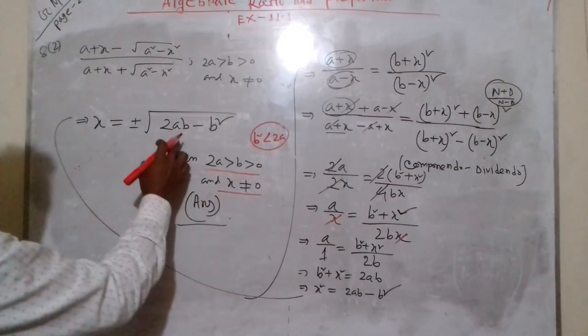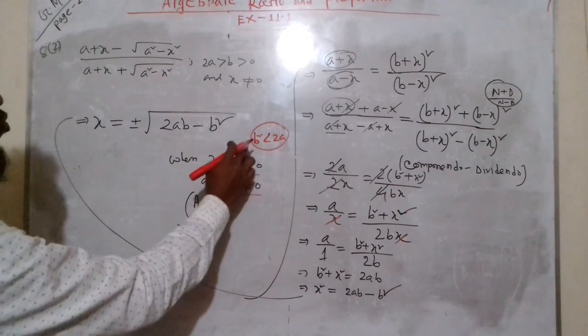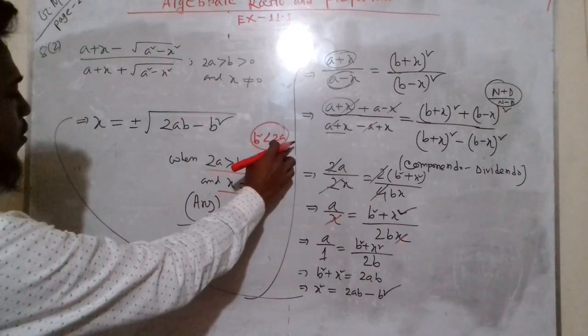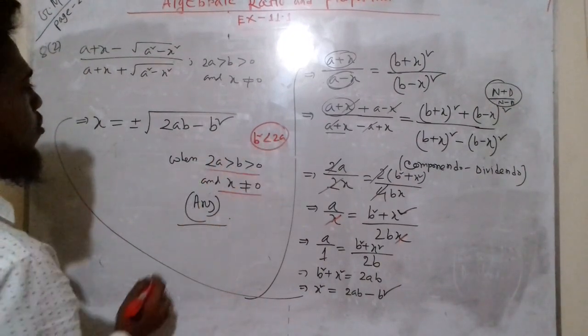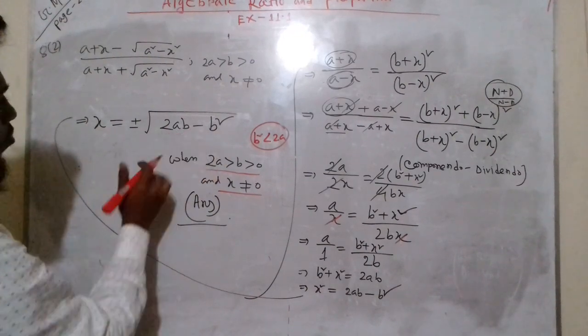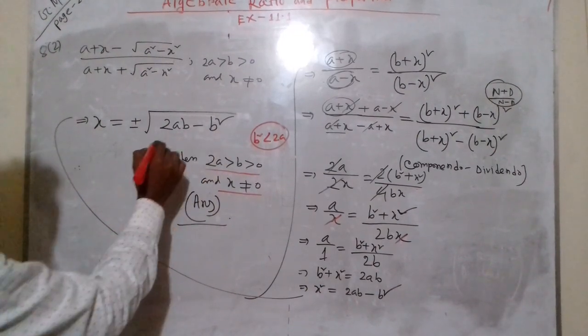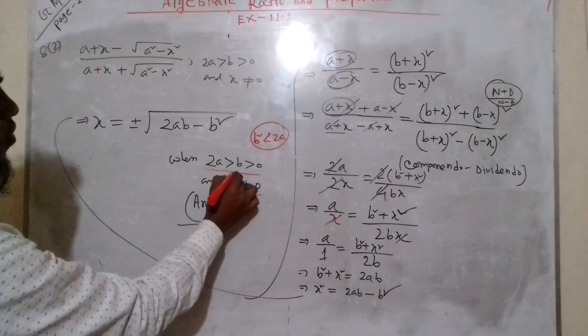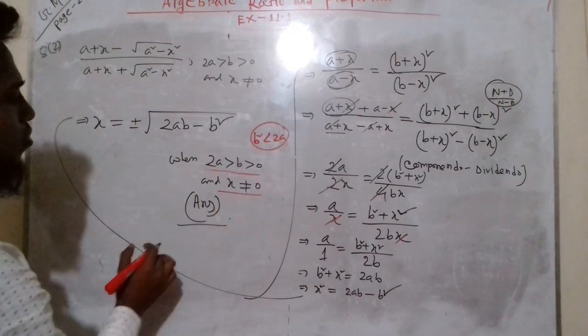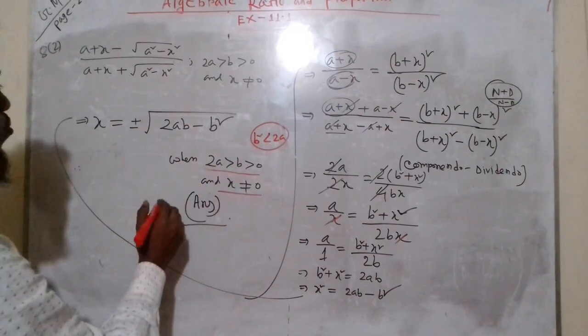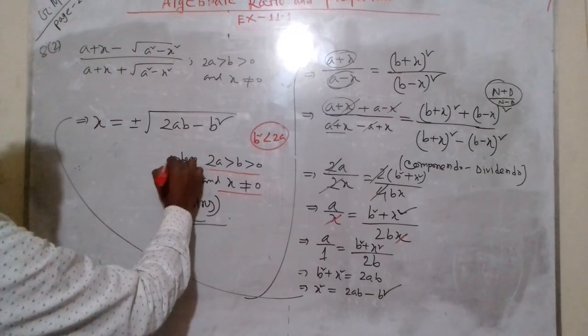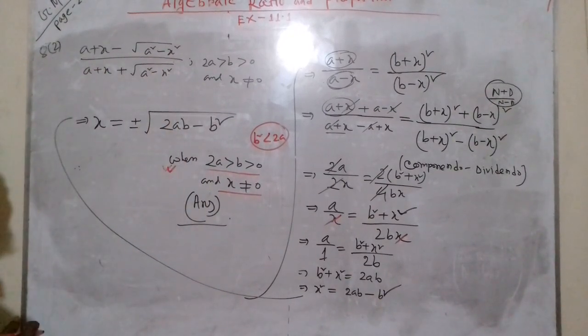Dear student, follow this line. If b square is less than 2a, then the output value is a complex number, so it must be 2a is greater than b is greater than 0 and x is not equal to 0. This is the answer of this question 8 of 2.